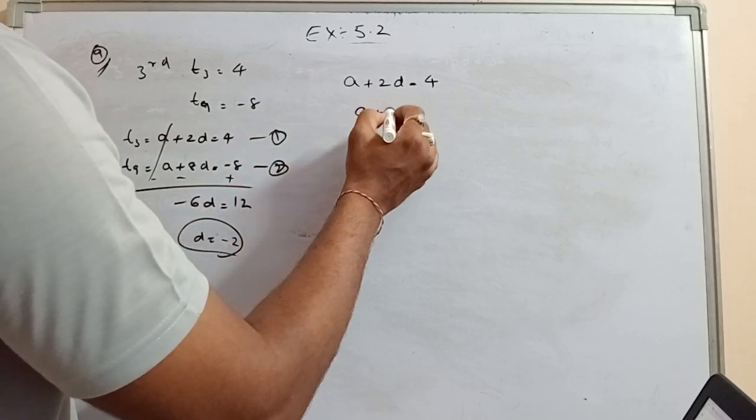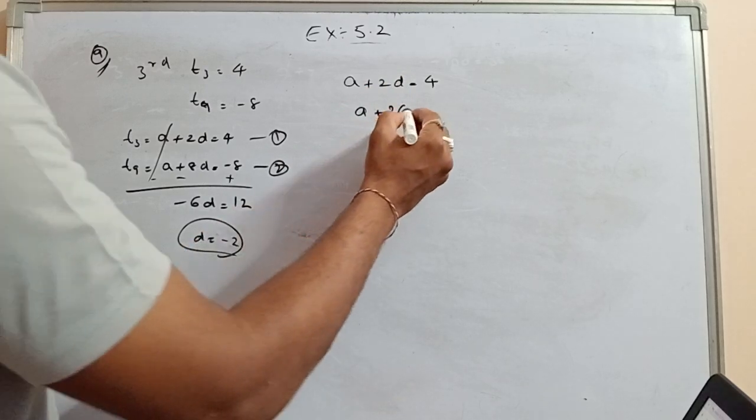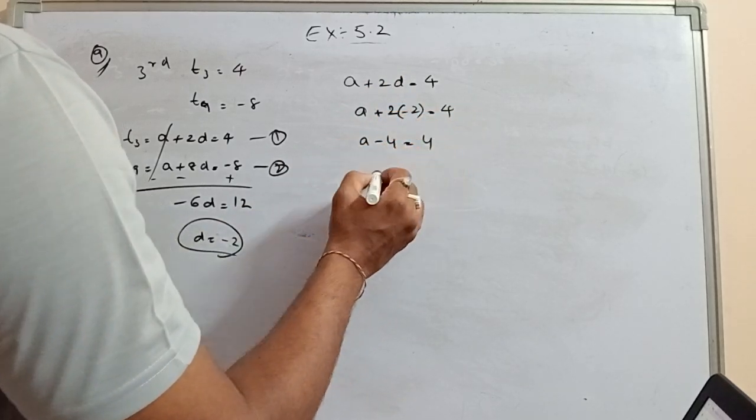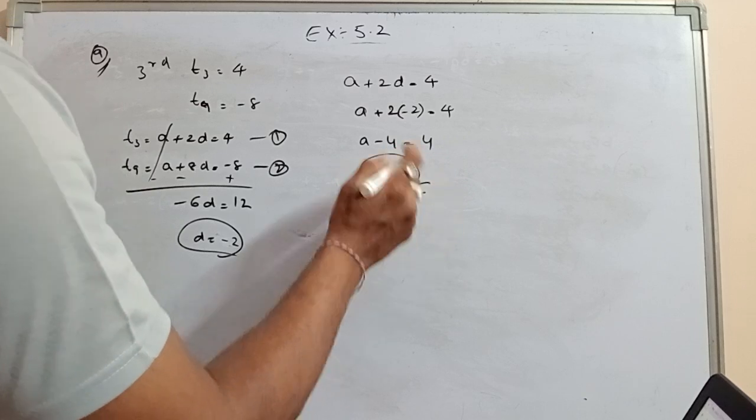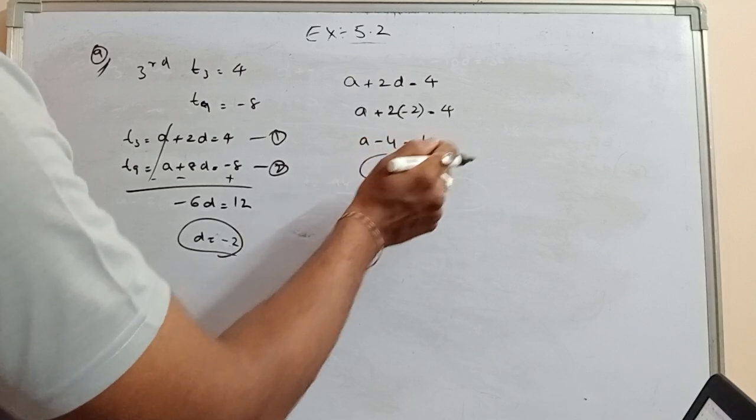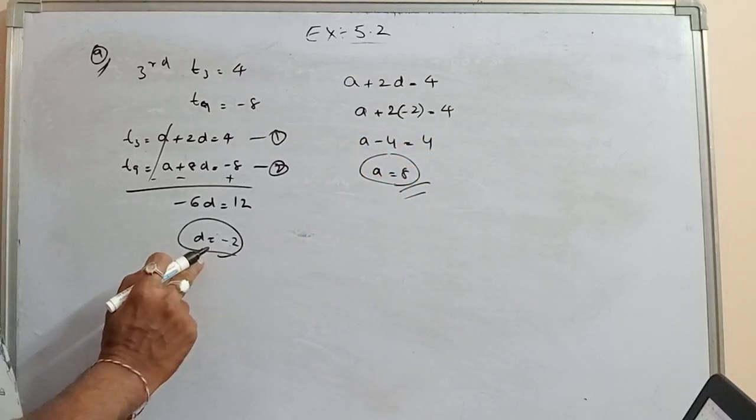So a plus 2 into, what is the value of d, is minus 2, is equals to 4. A minus 4 is equals to 4. A will be 8. So minus 4, when it goes to this side becomes plus 4. So 4 plus 4 is 8. So we got the value d and a.